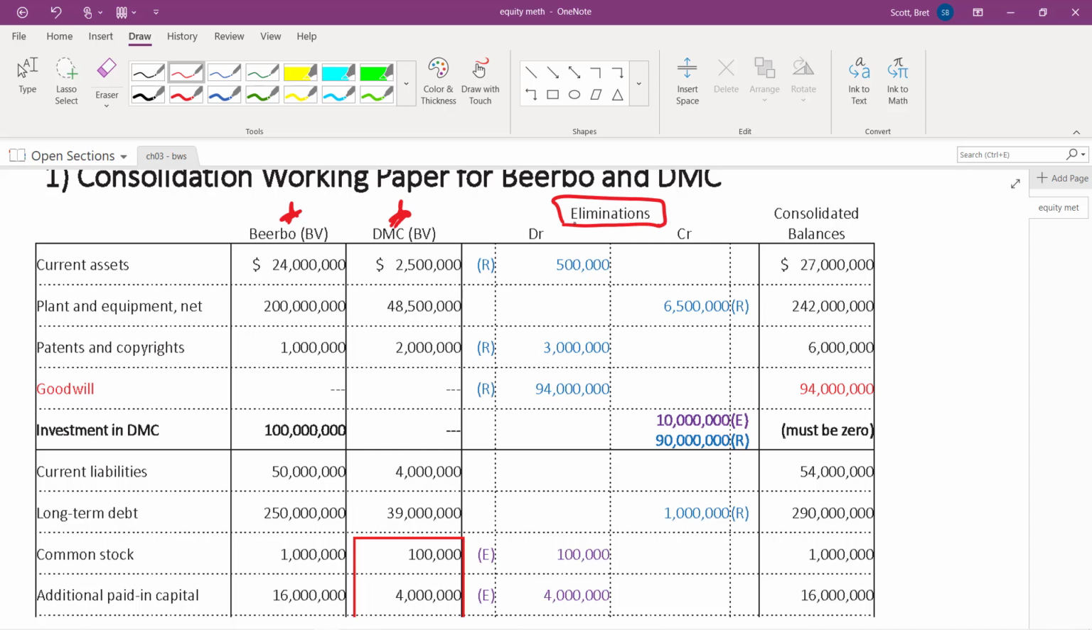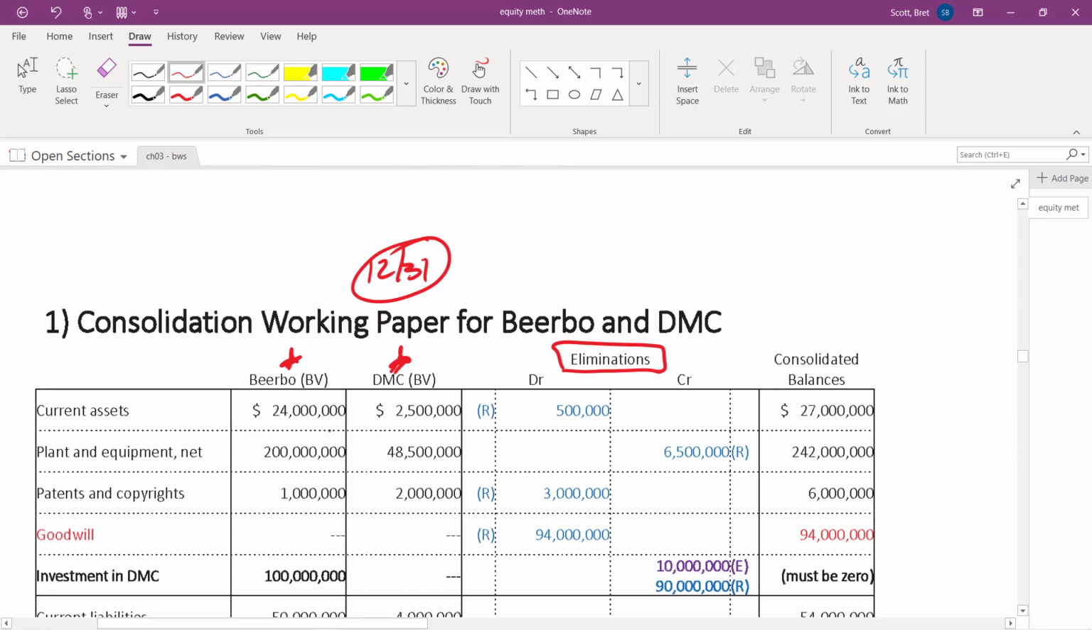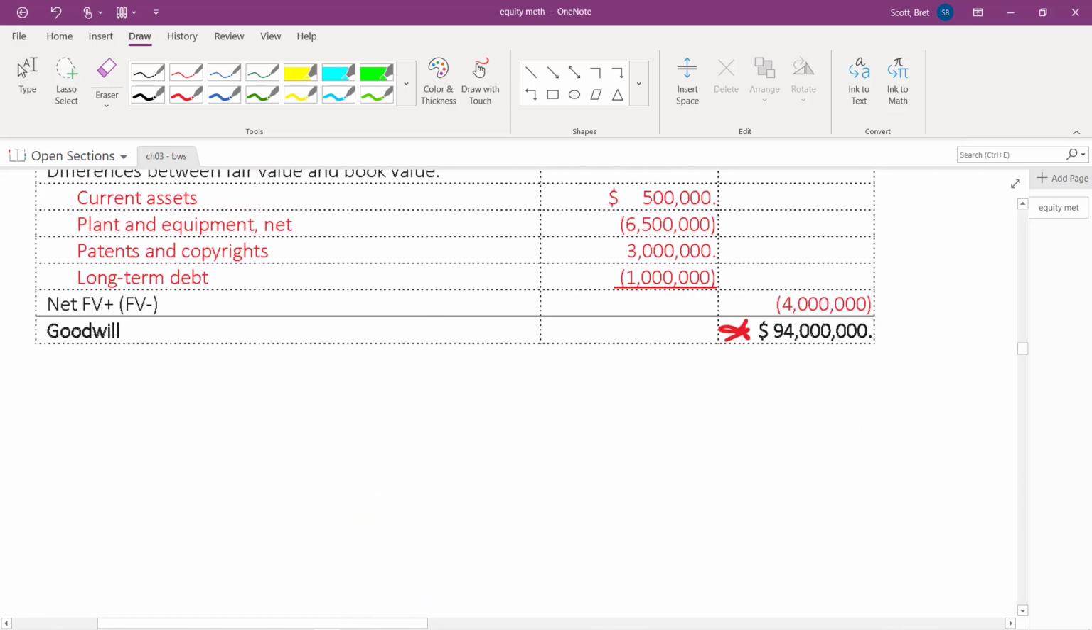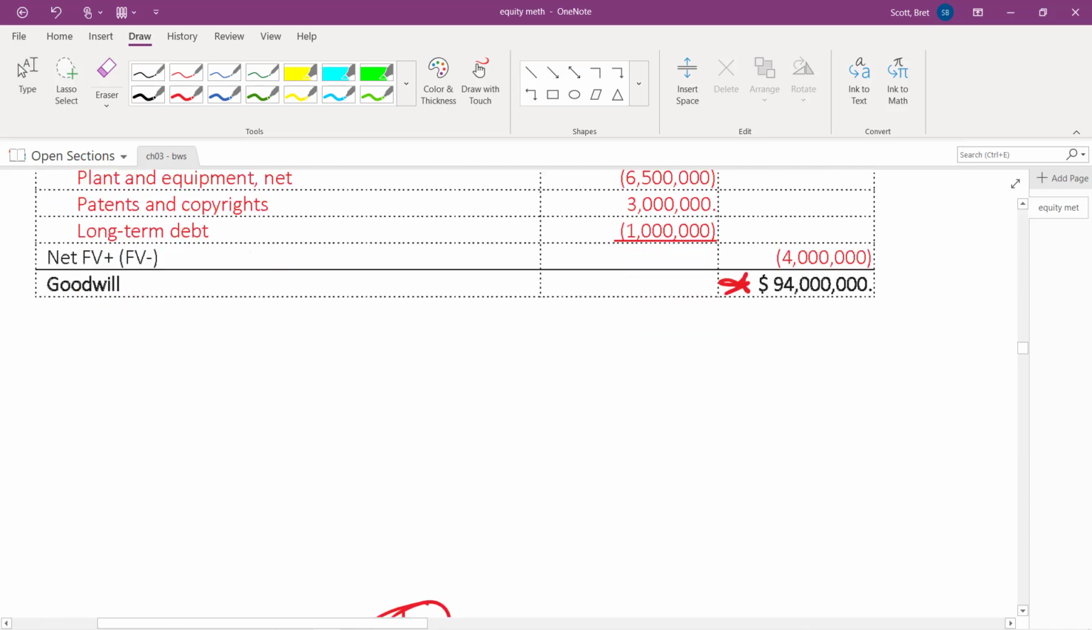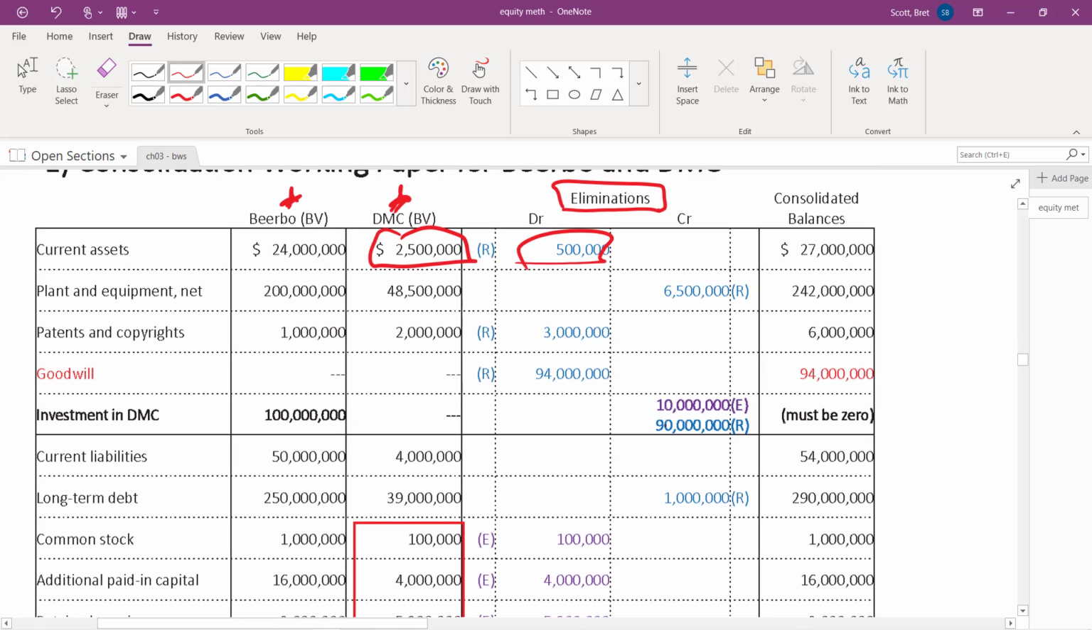Okay? So we know from up above that DMC's current assets needed to be bumped up by 500,000. So that's where the crucial information came from up above. There's the $500,000 fair value adjustment. There's the reduction of 6.5. There's the increase of 3. All these fair value adjustments we need to take into consideration when doing these elimination journal entries, because we know that these are just book values. They need to go up or down based on what we determine the fair values were.